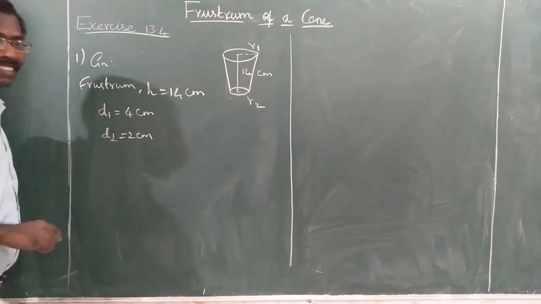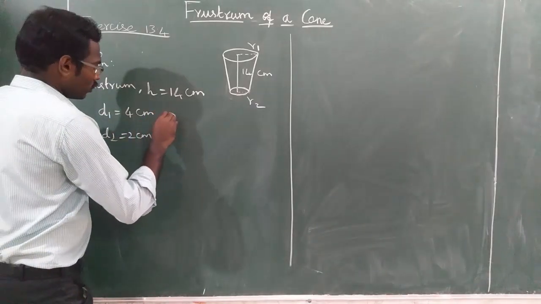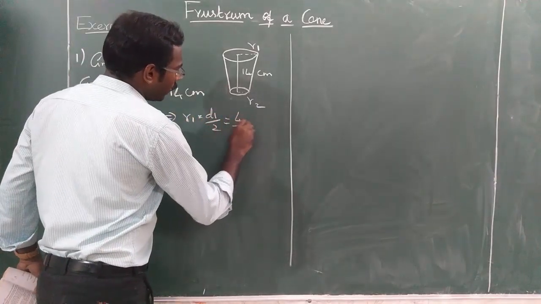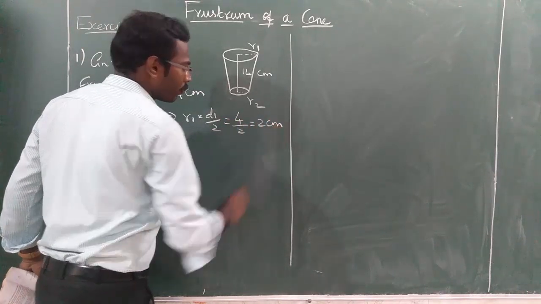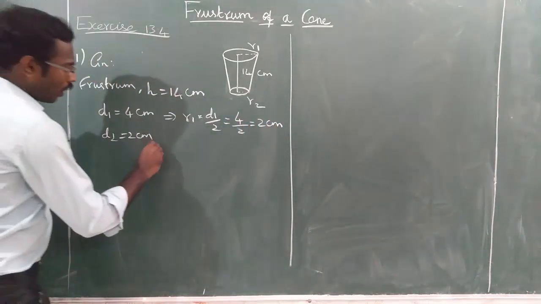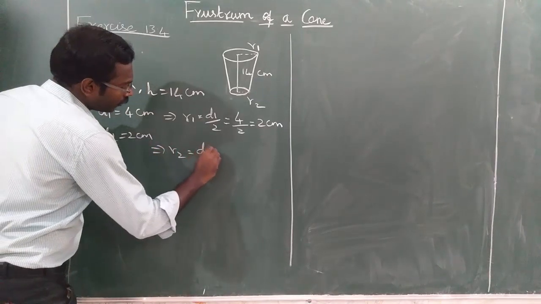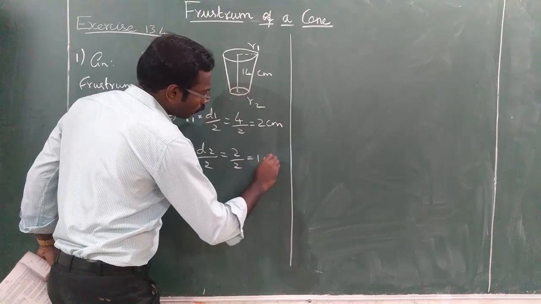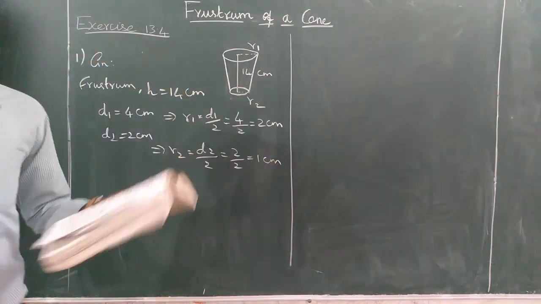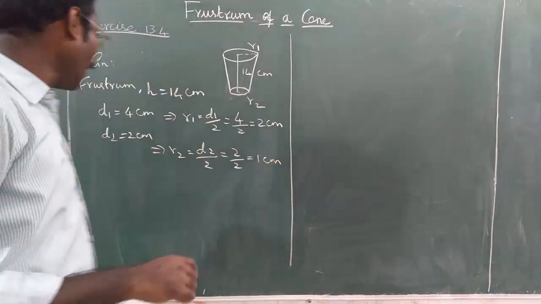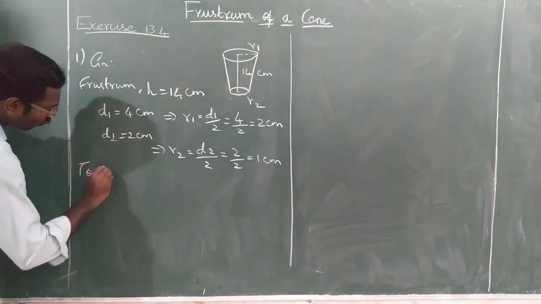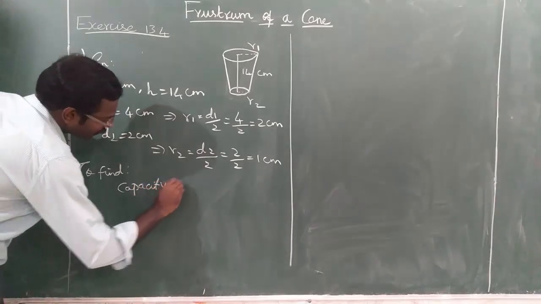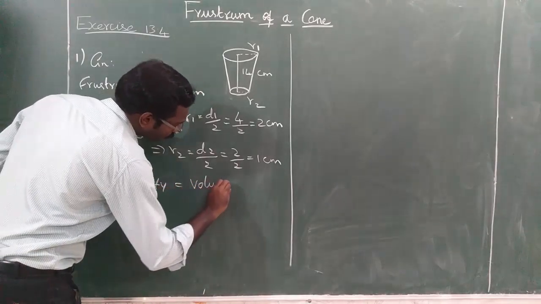So when diameter is given, directly you can find the radius. R1 is equal to D1 by 2, that is 4 by 2, that is equal to 2 centimeter. Then R2 is equal to D2 divided by 2, that is 2 divided by 2, that is equal to 1 centimeter. So now what you have to find? You have to find capacity. Capacity means volume.